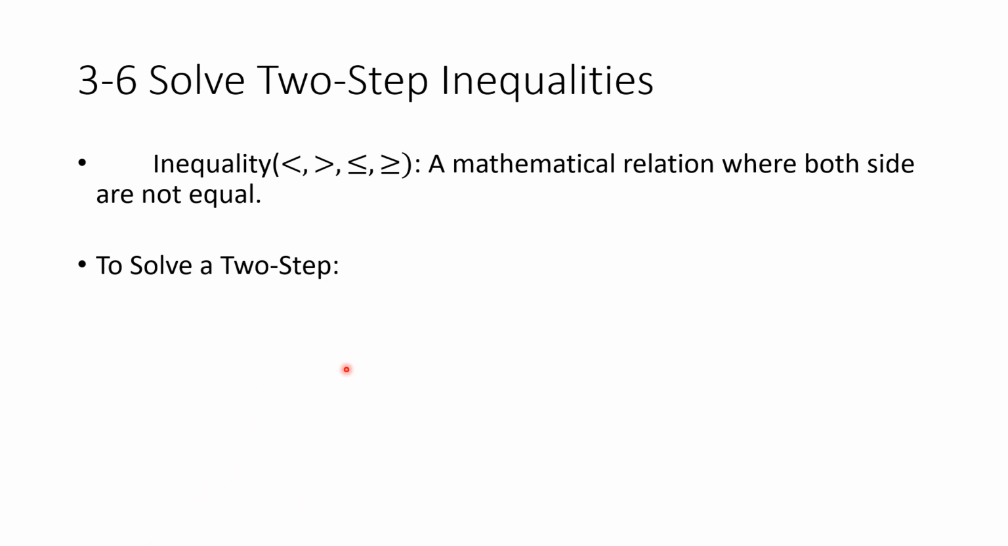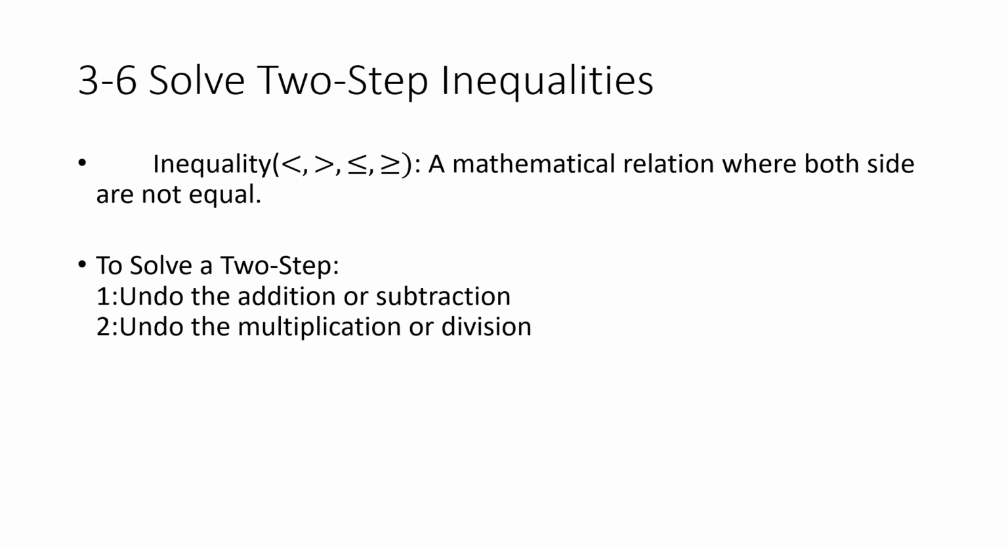To solve a two-step problem, just like any other two-step problem, you just go through two steps. You're going to undo addition or subtraction. Then you're going to undo multiplication or division. And then you will graph. That's where this section will be different. You're not just going to say, okay, x is less than 4. You have to show what that is on a graph. Let's see what that looks like.